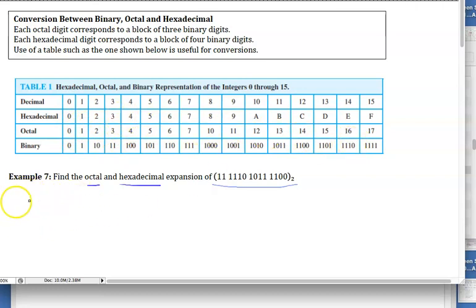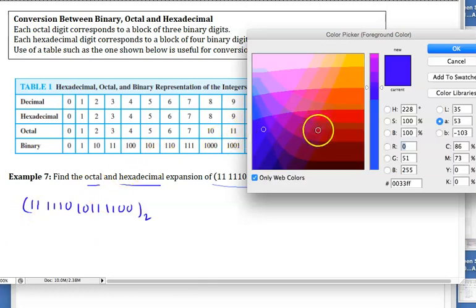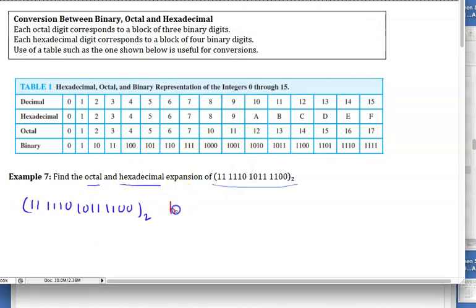Let's say I'm going to start with 1, 1, 1, 1, 1, 0, 1, 0, 1, 1, 1, 1, 0, 0, and we're given that this is in base 2. I want to convert it to octal.